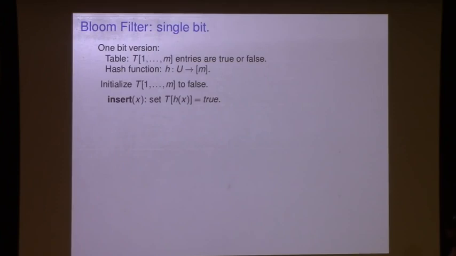Now if you insert something, you do the obvious thing, right? You set the table entry corresponding to the hash value of x to true. It's fairly obvious. And for a lookup, you just return the value there. Okay?